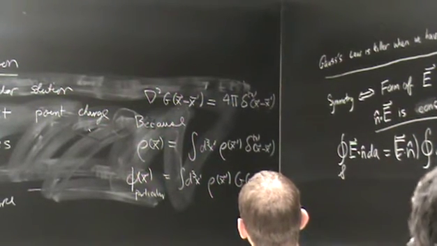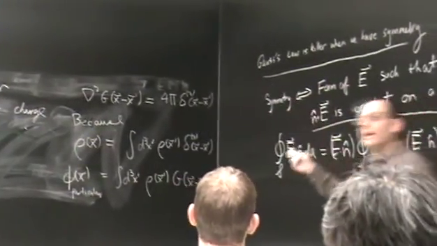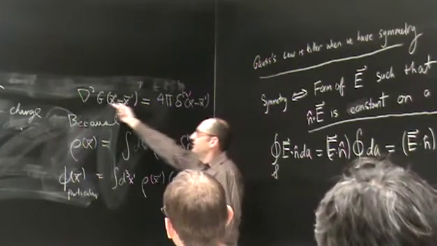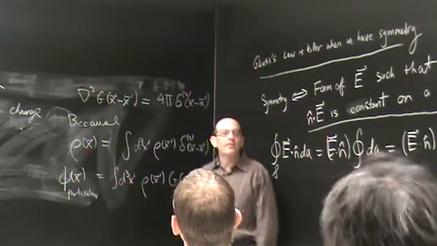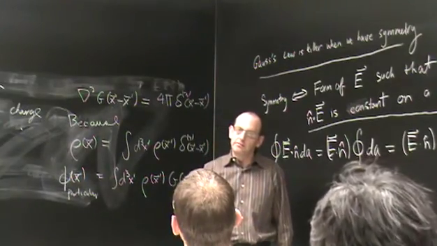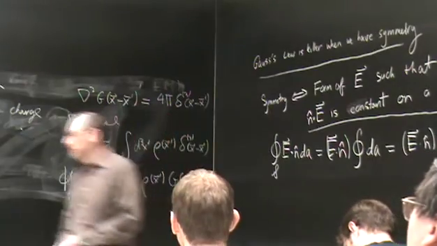Is that logic clear? You're just using the principle of superposition. Each point gives rise to this potential, and you just weight them by the strength of the source at that position. So if we know the Green's function, we've got the particular solution.